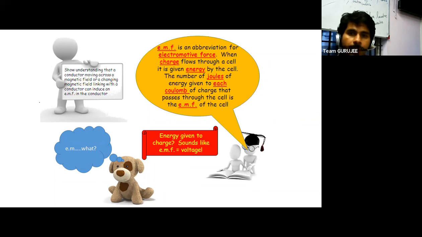So here energy is given to the charged particles. Then EMF is nothing but the potential difference. EMF and the potential difference are slightly different. So EMF is equal to what we say? That is voltage. Simply we say EMF is equal to voltage.